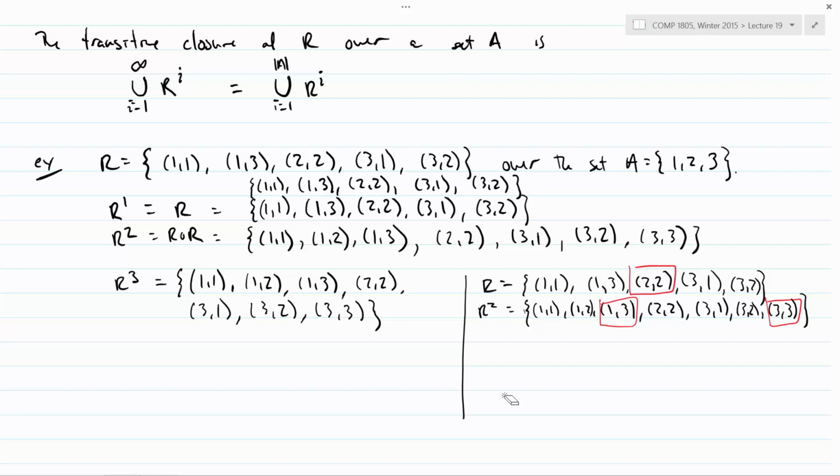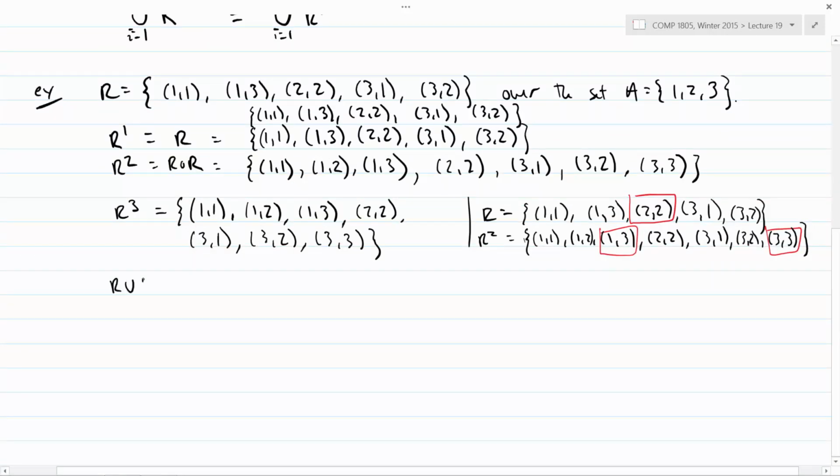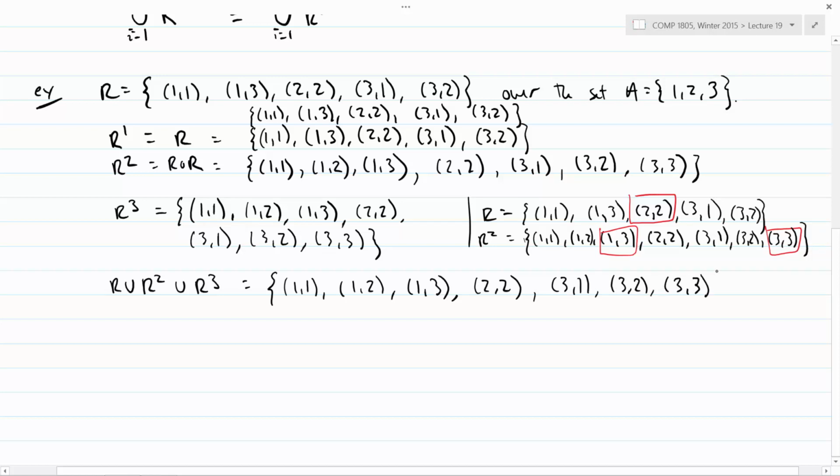So now what we do is we take the union of these 3 sets. So R union R2 union R3 is going to be 1, 1. Do I have 1, 2? Yes. Do I have 1, 3? Yes. Do I have 2, 1? No, it's not in any of those sets. Do I have 2, 2? Yes. Do I have 2, 3? Is that in any of these sets? No. And I know that I have 3, 1, 3, 2, and 3, 3.